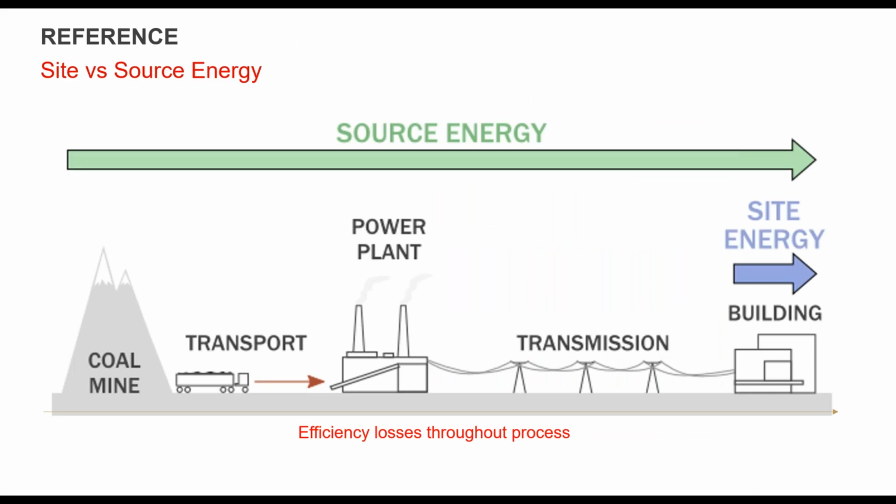We also talked a bit about site versus source energy. Site is what you measure at the utility meter, but source includes all the activities from mining, transport, power plant, and transmission losses, all the efficiency losses through the process. So source energy is generally 2 or more times the site energy for the building. It is actually higher than 1 also for natural gas, because there's pumping and losses with pipelines as well.